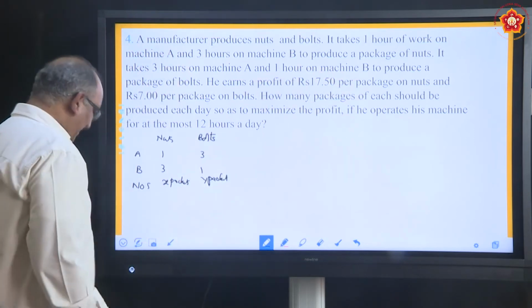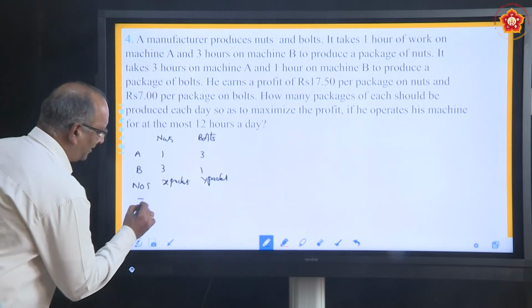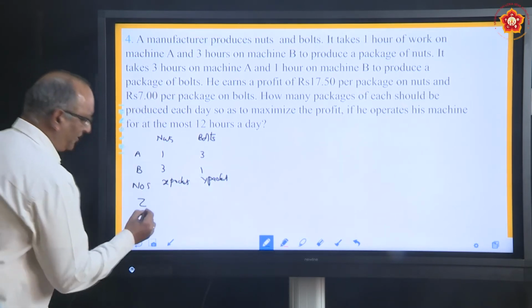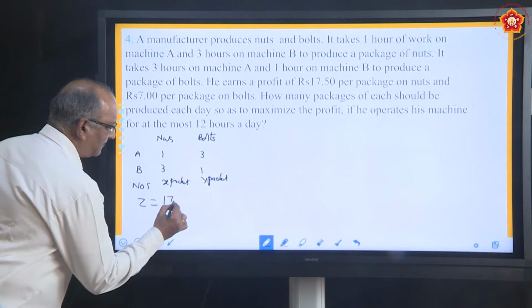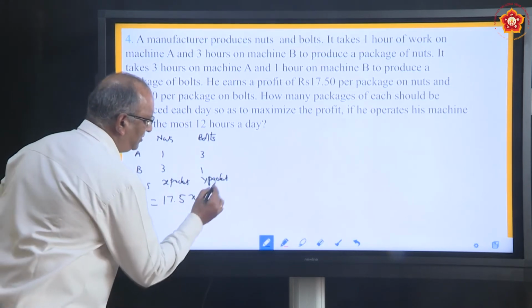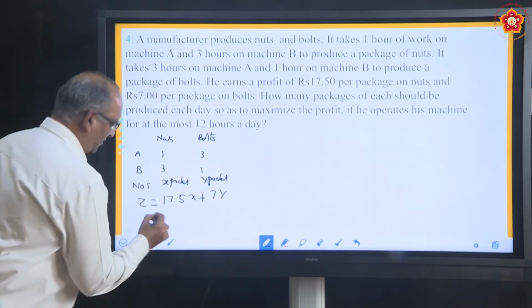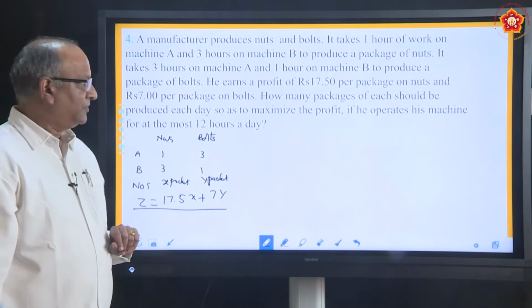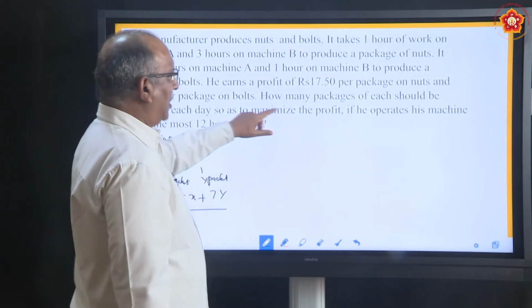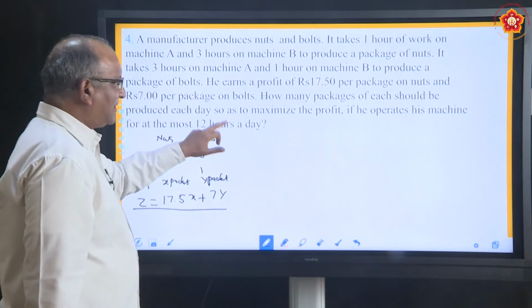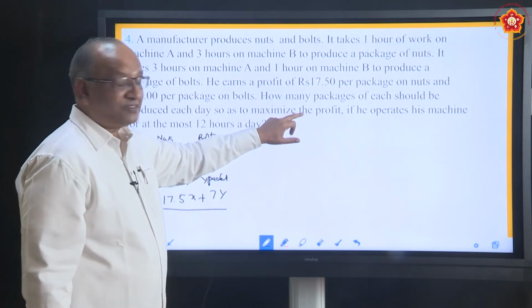So what is the optimization function? Z is equal to how many packets of nuts? X. What is the profit? 17.5 X plus 7 rupees on bolts. So 7Y. This is the important optimization function. Now, how many packages of each should be produced each day so as to maximize the profit? That is not the end.